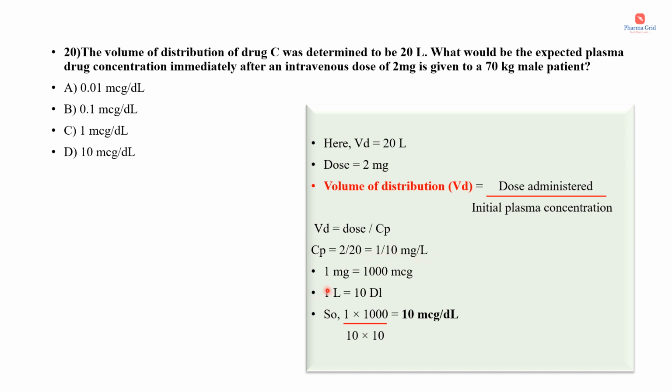We know 1 milligram is equal to 1000 microgram, and 1 liter is equal to 10 deciliter. See here the options are given in microgram per deciliter, so we need to convert our answer into microgram per deciliter. So we require these conversions. Convert this value, 1 by 10 milligram per liter, into microgram per deciliter. Using these conversions, 1 into 1000 divided by 10 into 10, we will get the answer as 10 microgram per deciliter. So here the expected plasma drug concentration is 10 microgram per deciliter. So the correct answer is option D.